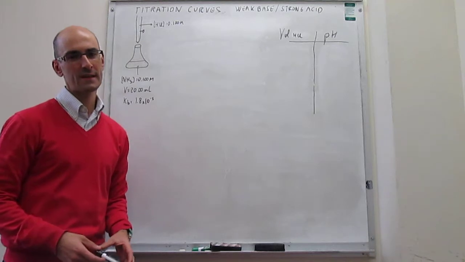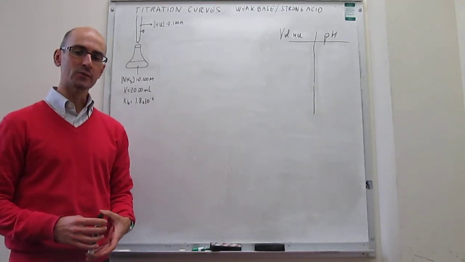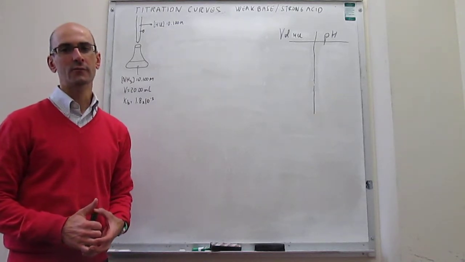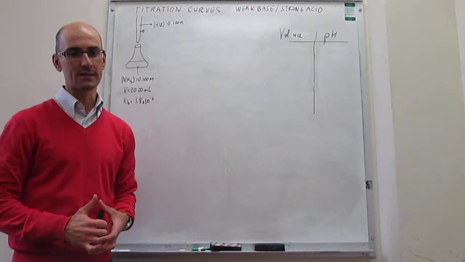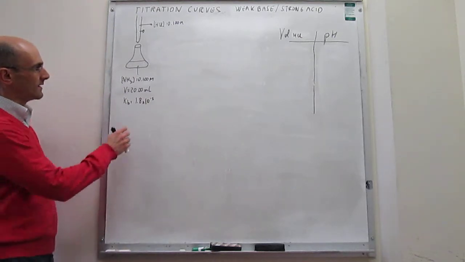In this video, we discuss how to trace the pH curve of a titration in which we are going to analyze a weak base, in this case ammonia. We're going to titrate it with a strong acid, which will be hydrochloric acid. Right, so this is our titration.